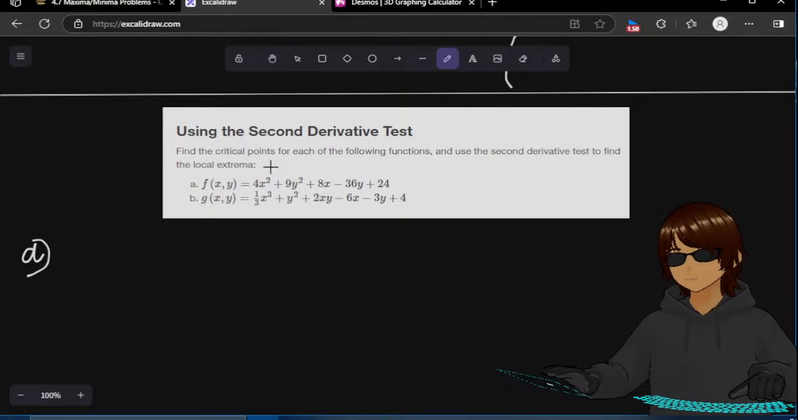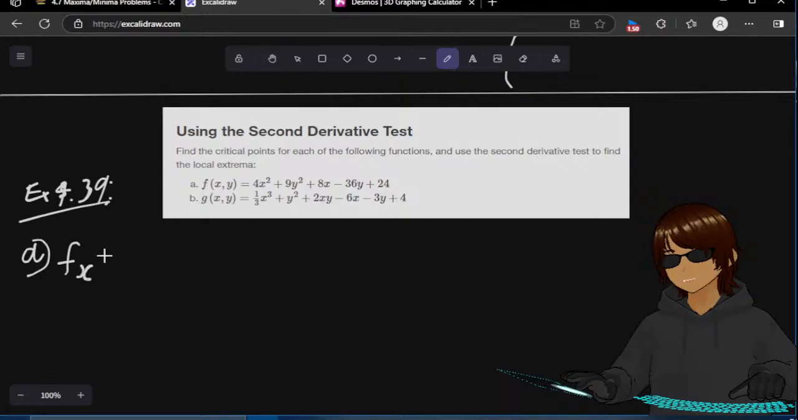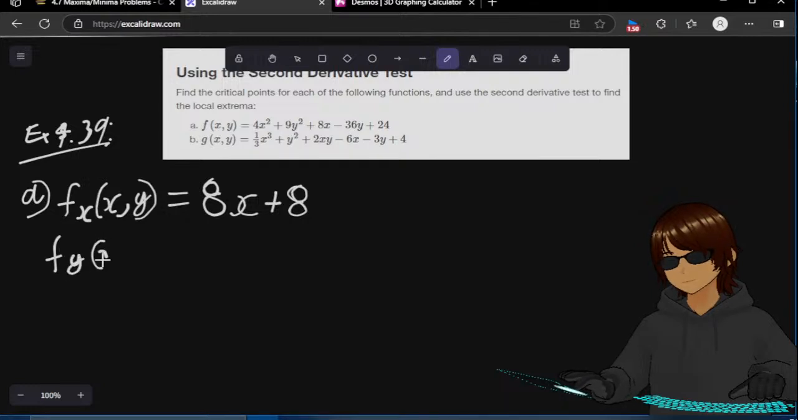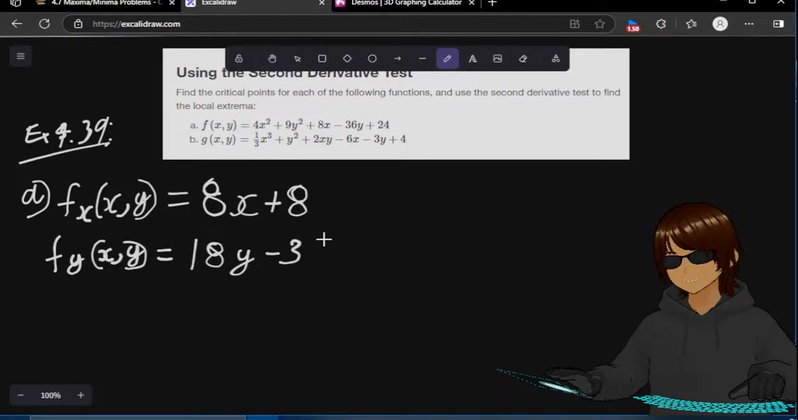We have this. What exercise is this? 4.39. f of x, y. We have 8x plus 8, 18y minus 36.